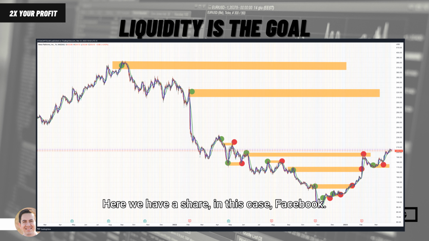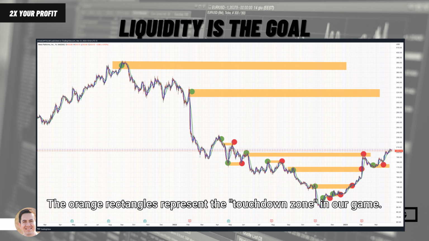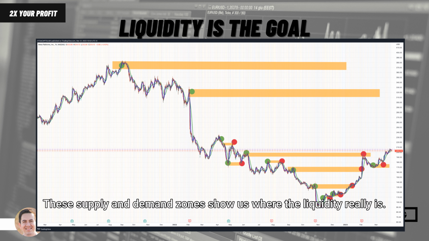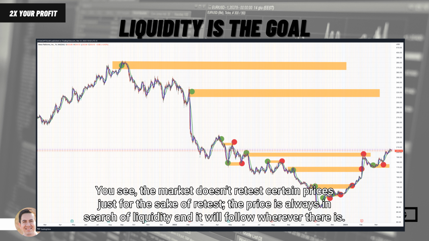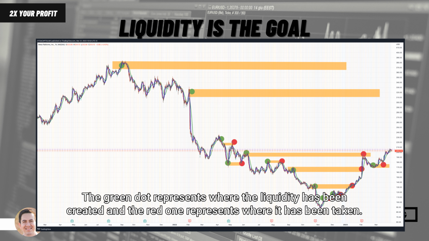Now let's jump up to trading in order to have the general view of our field, the chart. Here we have a share, in this case, Facebook. The orange rectangles represent the touchdown zones in our game. These supply and demand zones show us where the liquidity really is. You see, the market doesn't retest certain prices just for the sake of retesting. The price is always in search of liquidity and it will follow wherever there is. The green dot represents where the liquidity has been created, and the red one represents where it has been taken.